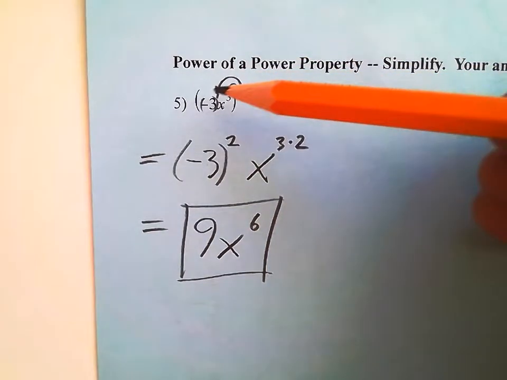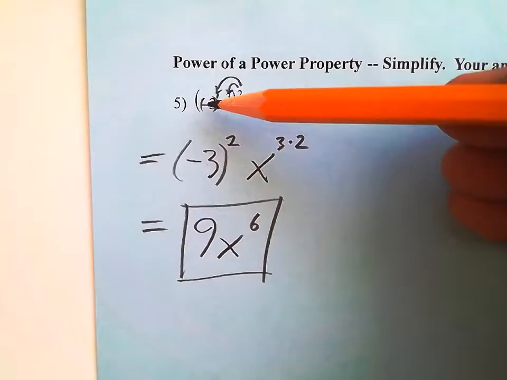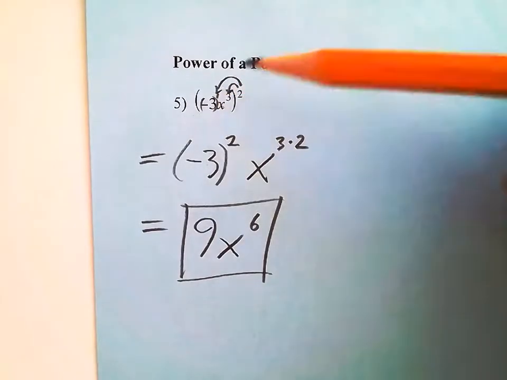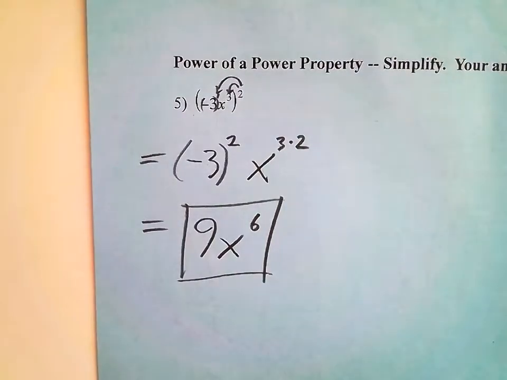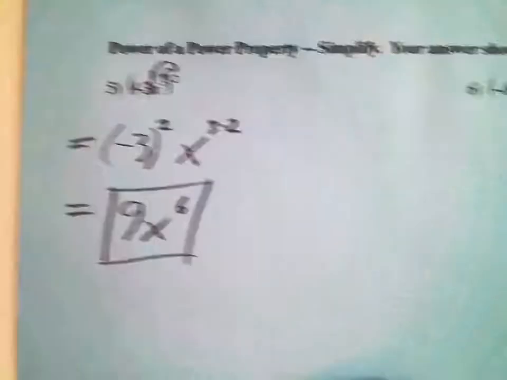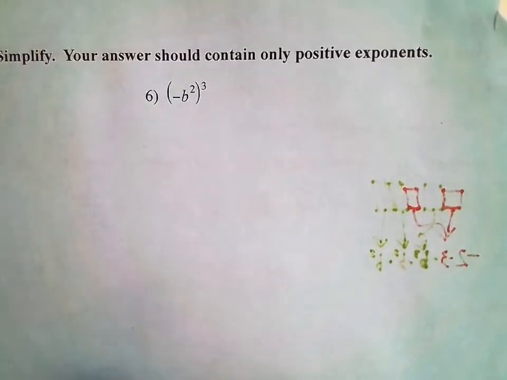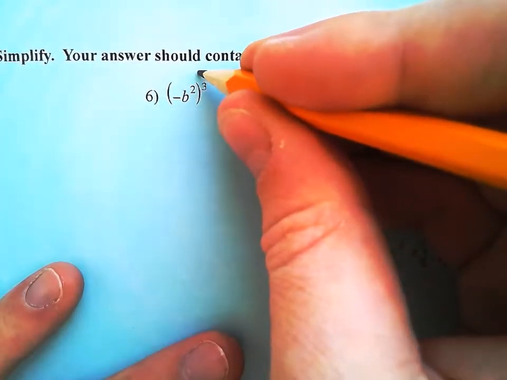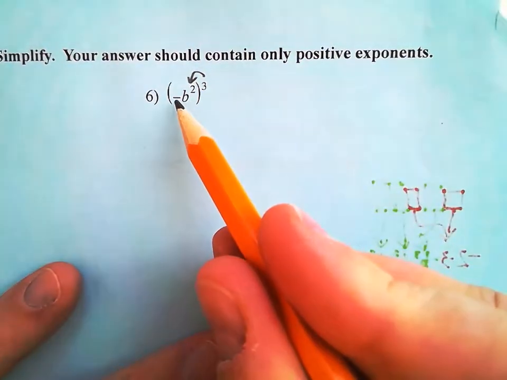Oh yeah, and don't forget, if there's something, whether it's a variable or just a number, that doesn't have an exponent, the exponent really is 1, even though it doesn't say anything. Don't pretend it's 0. It's 1, negative 3 to the first. And number 6, same thing. Gonna multiply that. Is the negative gonna cancel or not?